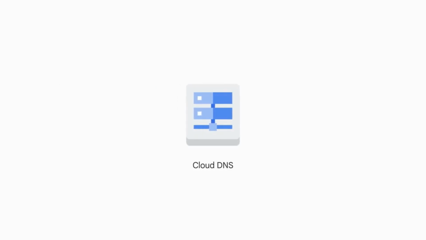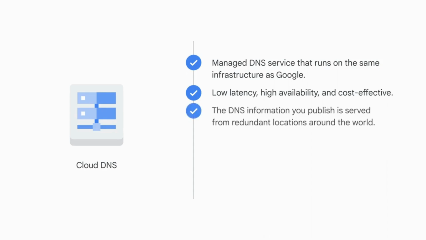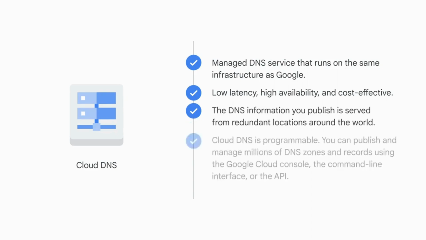But what about the Internet host names and addresses of applications built in Google Cloud? Google Cloud offers Cloud DNS to help the world find them. It's a managed DNS service that runs on the same infrastructure as Google. It has low latency and high availability, and it's a cost-effective way to make your applications and services available to your users. The DNS information you publish is served from redundant locations around the world.